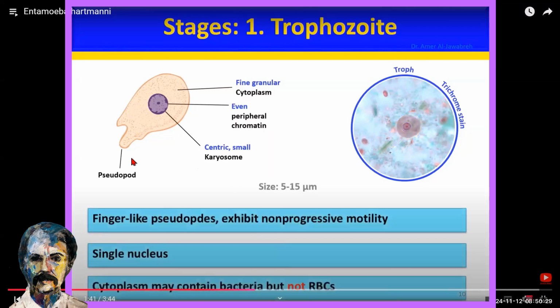Finger-like projection, but does not exhibit progressive movement or motility like E. histolytica. Histolytica has finger projections, but it can move relatively fast. Although all the amoebas move slowly, relatively, histolytica is fast. This one is not. Single nucleus, as in all amoebas, the trophozoite has only one nucleus, mononucleated. Cytoplasm may contain bacteria, but never RBCs. The one that contains RBCs is E. histolytica.